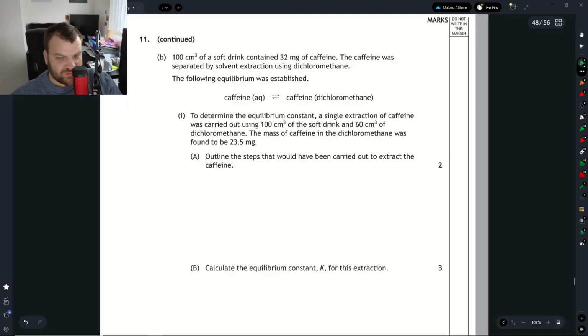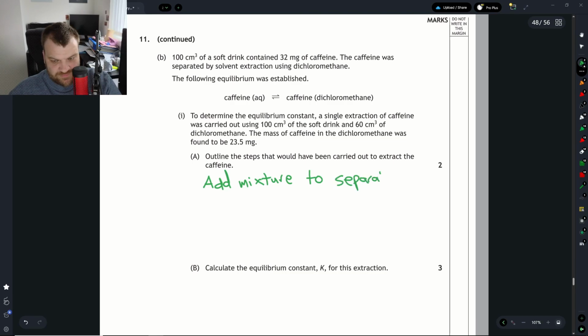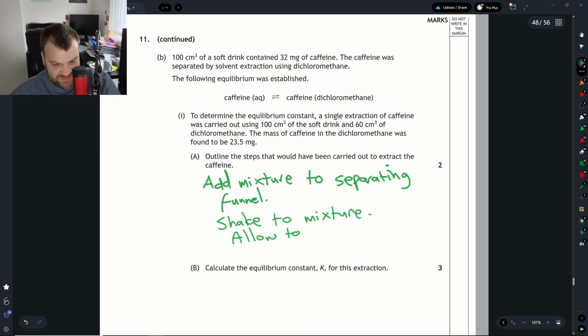In this question, we are doing a solvent extraction using dichloromethane. This one, you want to use a separating funnel. Add the mixture to a separating funnel. We're going to shake the mix. We're going to allow it to settle. That takes quite a long time in some cases.